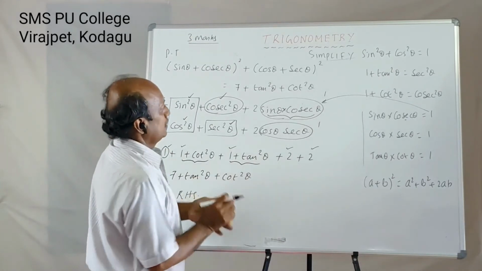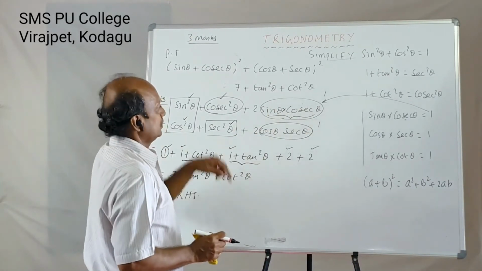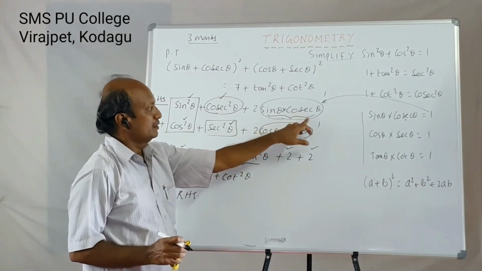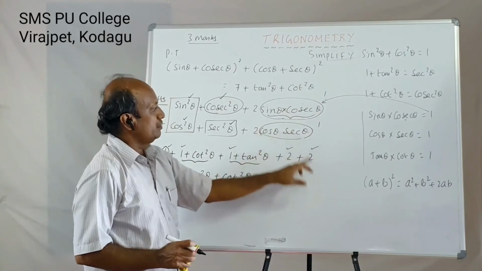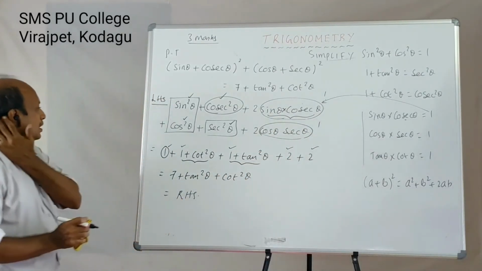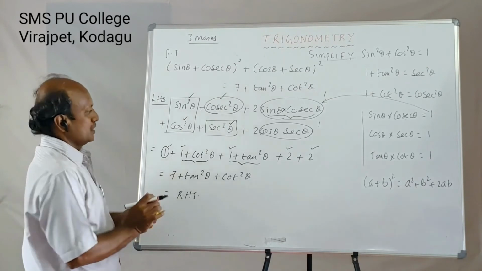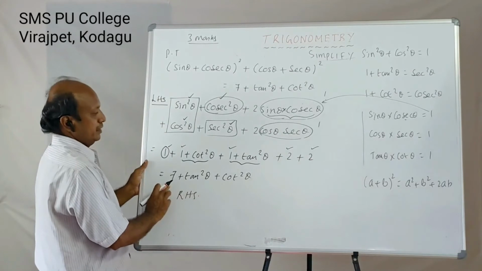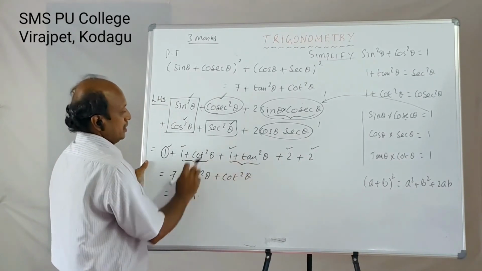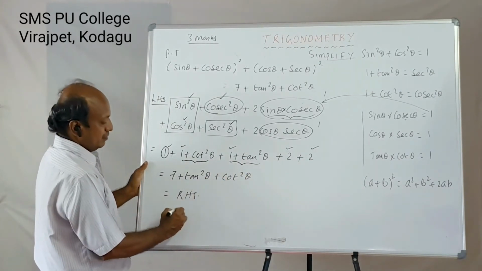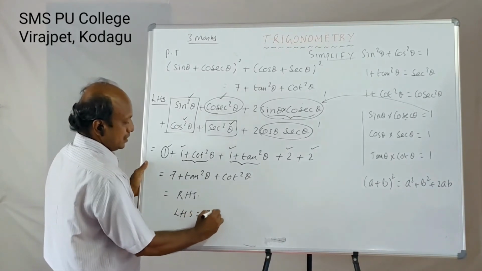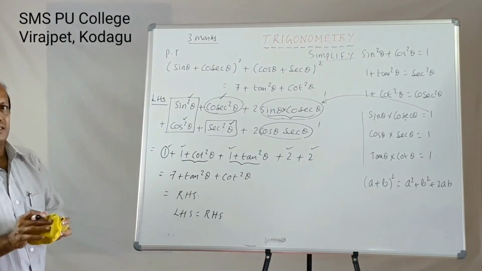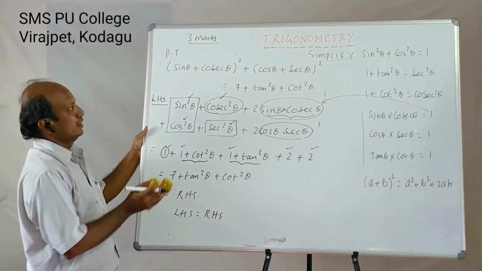Next, sin theta and cosecant theta get cancelled, and cos theta and secant theta also get cancelled, because both are reciprocals of each other. 2 into 1 is 2, again 2 into 1 is 2. Now take the final sum of all the numbers: 1, 2, 3, plus 2 is 5, 5 plus 2 is 7. What remains is tan square theta plus cot square theta, and that's what you have to prove. Therefore, the final conclusion is LHS is equal to RHS. Is there any doubt, students? I hope everything is going in the right way.